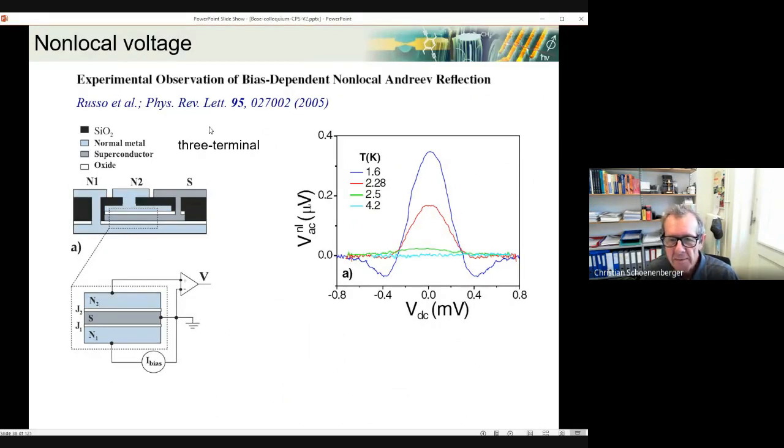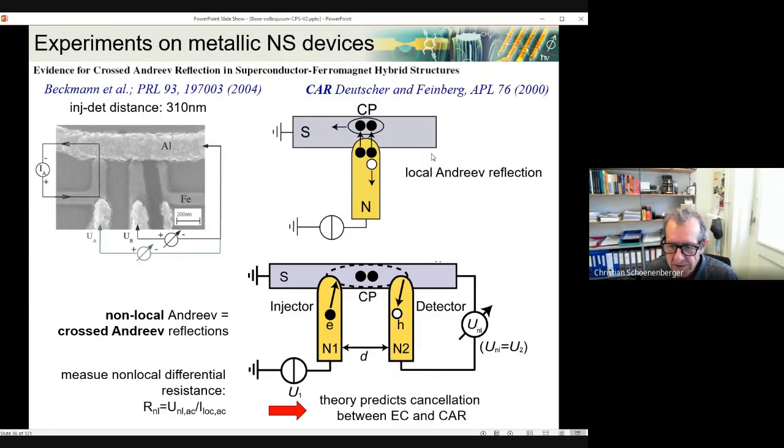I can show you one experiment. This is such an experiment done by Russo and co-workers in Delft. And what they see, this is the non-local voltage at different temperatures. At the lowest temperature, at small bias, it's a positive non-local voltage. And you expect a negative non-local voltage for splitting. It was quite surprising in the beginning, but it's easy to explain because what I see is another process which is called co-tunneling. What can also happen is that the electron doesn't form a Cooper pair.